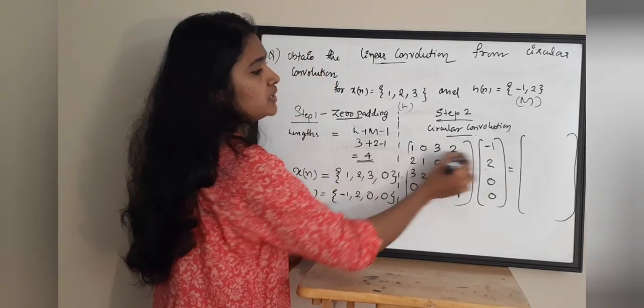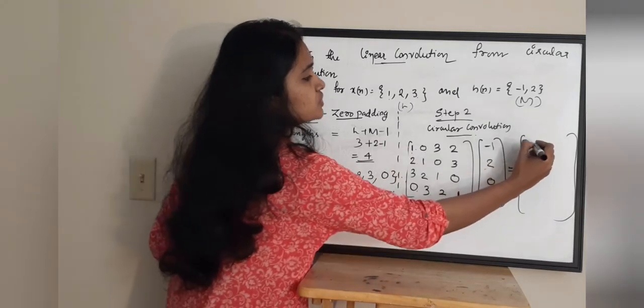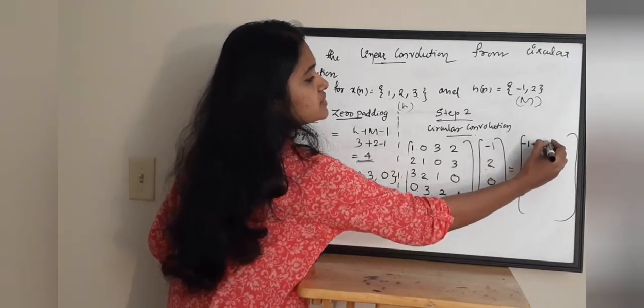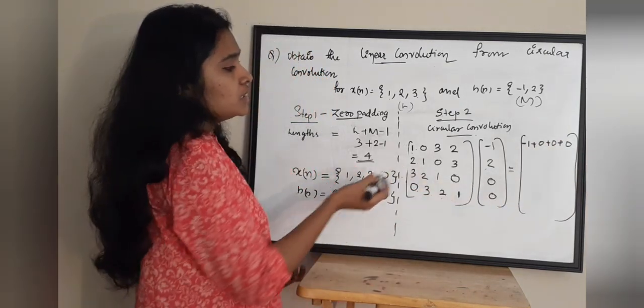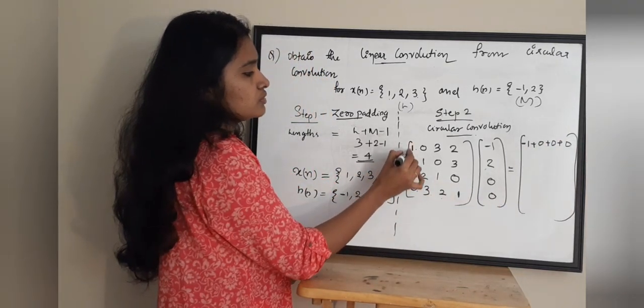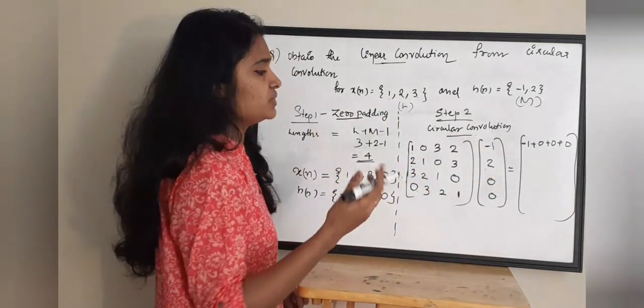So minus 1 into 1 is minus 1. 0 into 2 is 0. So plus 0, plus 0, plus 0, because these two elements are 0. Now here, this row into this column. I hope matrix multiplication is familiar to everyone.